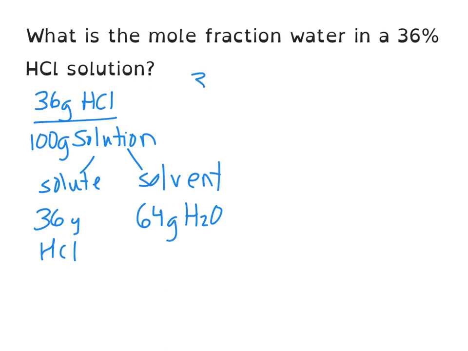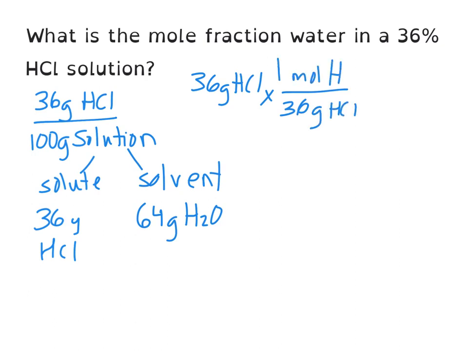So I have 36 grams of HCl times the molar mass of hydrochloric acid. Okay, so I have 1 hydrogen, 1 times 1 is 1. I have 1 chlorine, 1 times 35 is 35. When I add 35 and 1, I get 36 grams of HCl per 1 mole HCl. So this is going to be just 1 mole for my hydrochloric acid.